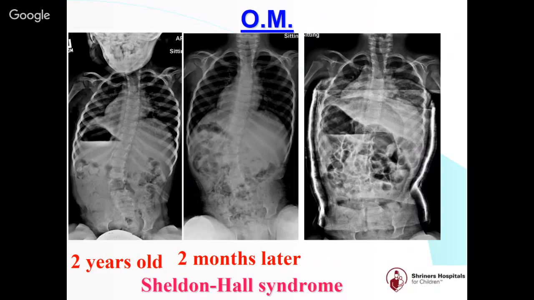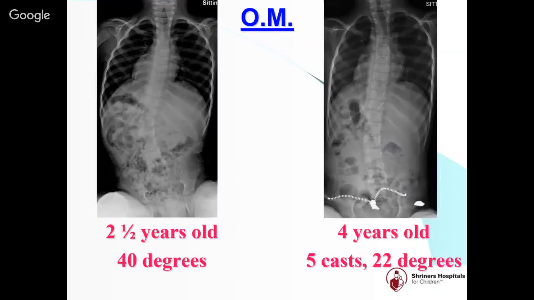This is a boy who at 2 years of age, we started casting him. He's got Sheldon-Hall syndrome. We did a number of casts on him, and we got his curve down significantly. So it was a 40-degree curve, and 5 casts later, it's down to a 22-degree curve, and after a year in a brace, we've been able to keep him out of bracing since that time. Let me explain a little bit about those numbers.